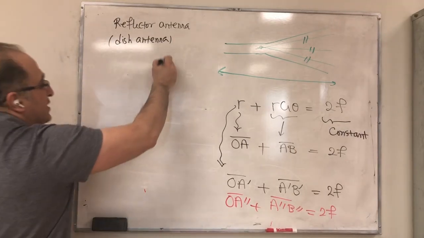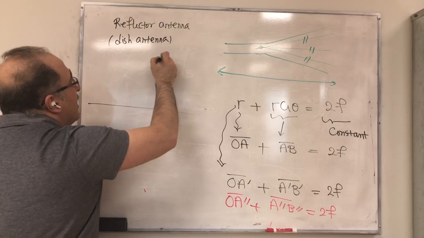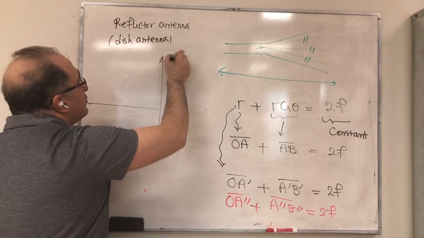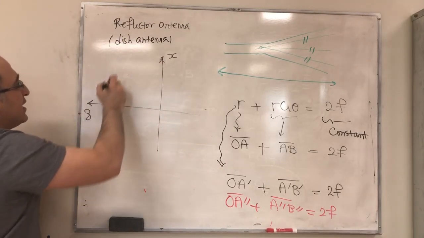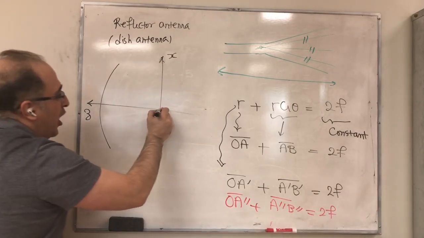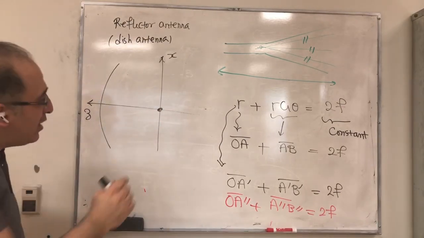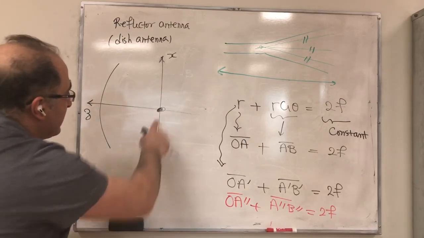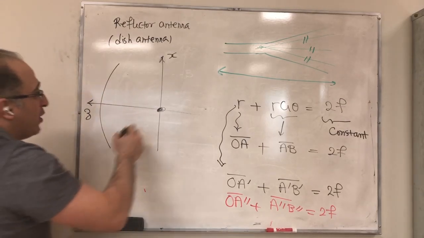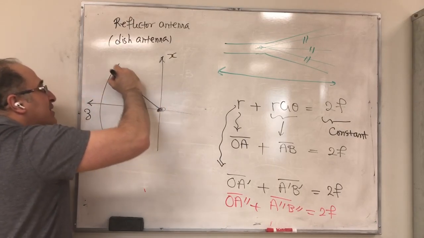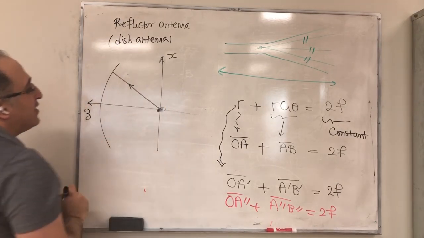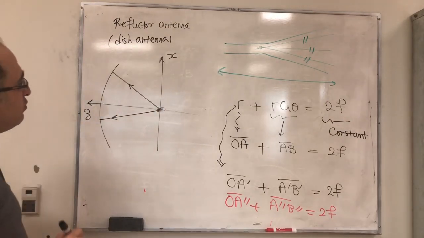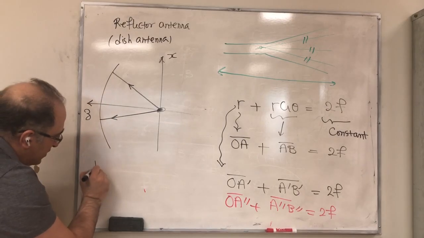So let me have a cleaner picture here. So again, this is my x-axis. This is my z-axis. And I'm going to put a source here. So for now, assume that I'm going to put a point source here. I mean, practically, this is usually a horn antenna that you place at the focal point. And assume that you have some rays traveling toward the reflector like that or like that.